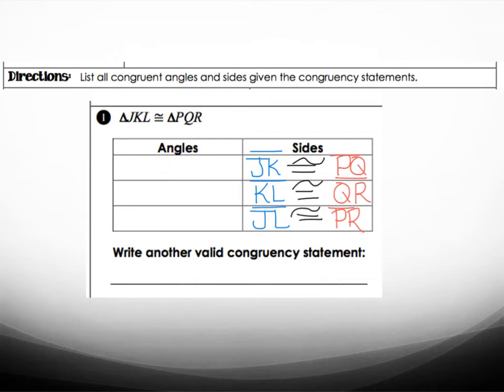I'm going to go ahead and write another valid congruency statement. The one at the top says that JKL is congruent to PQR. I'm going to rearrange the letters. So I'm going to now say the triangle, and I'm going to write it backwards, LKJ is congruent to triangle RQP. Notice how I kept all the angles in the same spot. So there is another valid congruency statement.